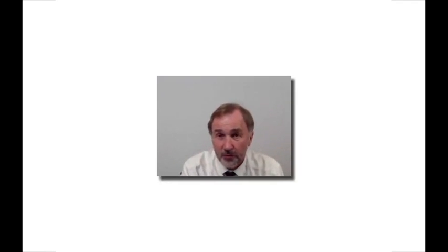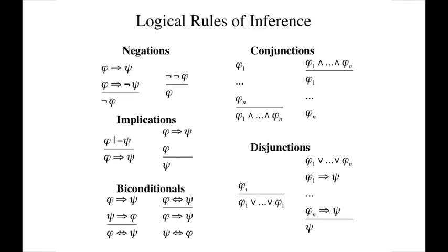Formal proofs in Herbrand logic are similar to formal proofs in propositional logic. The main difference is that there are additional mechanisms for dealing with quantified sentences. In the Fitch system for Herbrand logic, we include all 10 of the rules of inference for propositional logic.